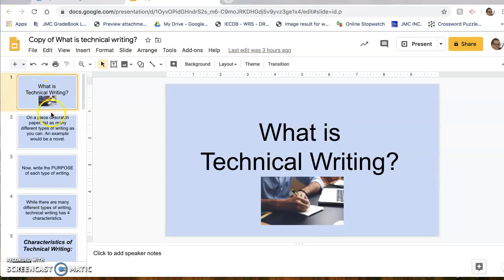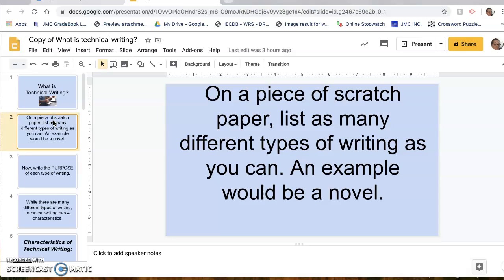So here we go. First thing I would like you to do, and if you need to pause to go get some paper, you may do that. I would like you, and if you'd like to get your siblings' help or your parents' help, you may do that, to just get a piece of scratch paper and list as many different types of writing as you can. Some examples that I might write down of different types of writing are novels, poems, and newspaper articles. So if you need to pause, grab some paper and a pencil and write down as many different types of writing as you can right now. Continue the video when you've done that.